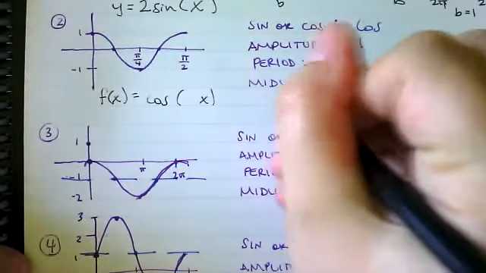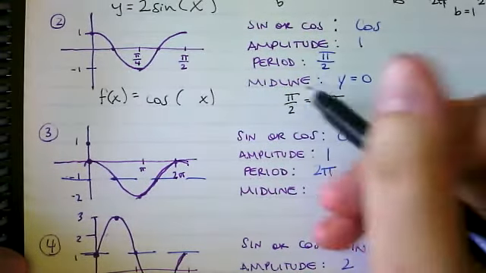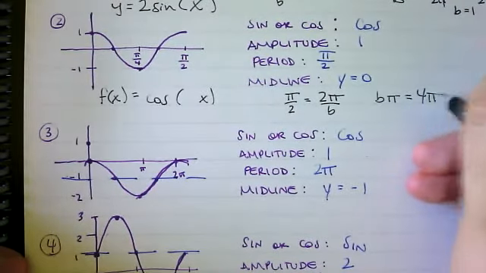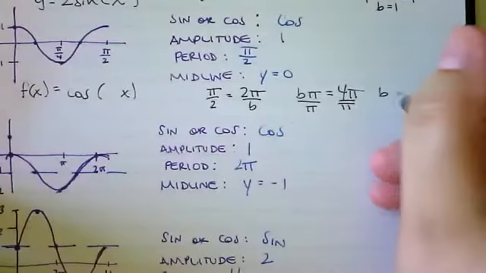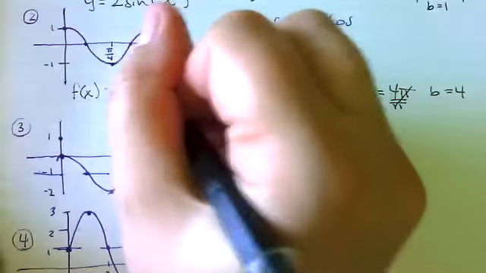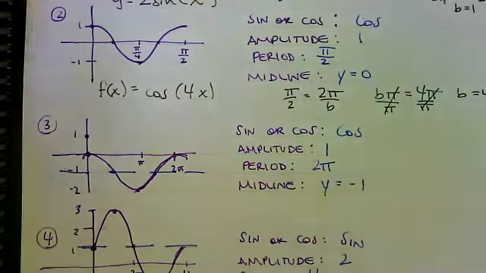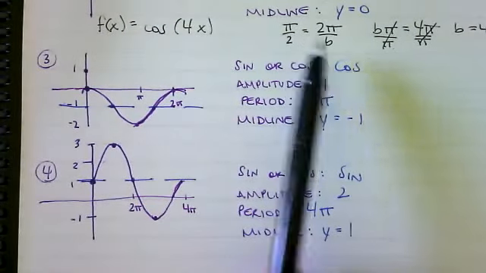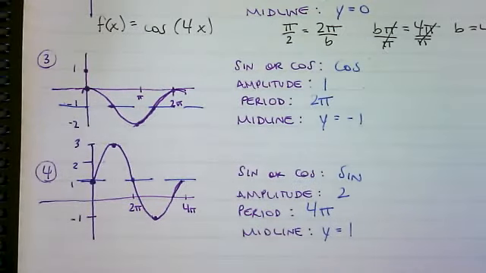So I've got pi over 2 equals 2 pi over B. Okay, so I can cross multiply here. I've got B pi equals 4 pi. I divide them both by pi, so I get B equals 4 here, because the pi's will cancel out. Okay, so now my B value is 4, and I put that right in front of the x. So this question is just going to be cosine of 4x. Again, only math is finding the B value. You just have to set the period equal to 2 pi over B, and then just solve. Okay, just like you normally would.